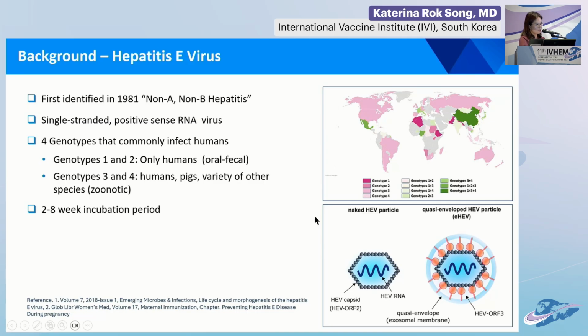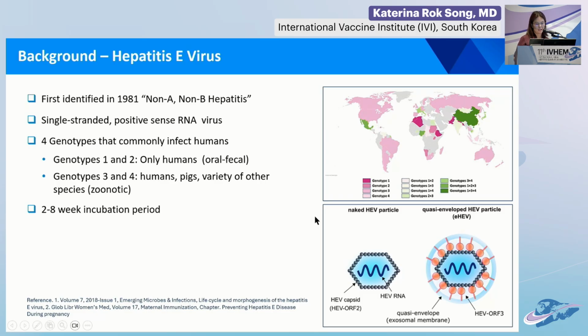The Hep E virus was first identified in 1981 as non-A, non-B virus. There are 4 genotypes commonly seen in humans. Genotypes 1 and 2 only infect humans and are transmitted through the fecal-oral route. Genotypes 1 and 2 are more found in low and middle income countries, where the sewage infrastructure is not very good. Genotypes 3 and 4 are zoonotic, mostly transmitted through direct contact with infected animals or through eating raw food.